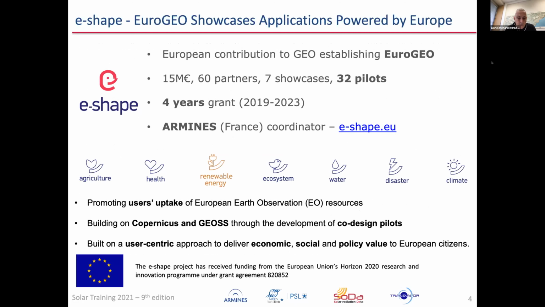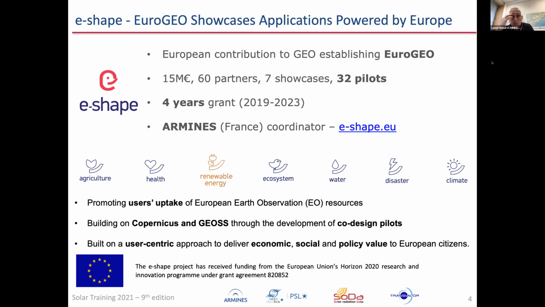So the eShape project. eShape stands for EuroGEO Showcase Application Powered by Europe. It is a project which is funded under the Horizon 2020 Research Innovation Program, and it is a European contribution to GEO, in order to establish EuroGEO.